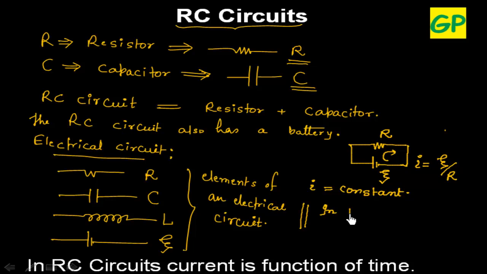In an RC circuit, current is a function of time. So this is not constant. So current can have a maximum value, current can have a minimum value. So current can be sometimes 0.